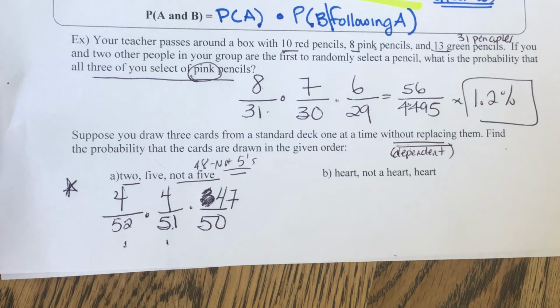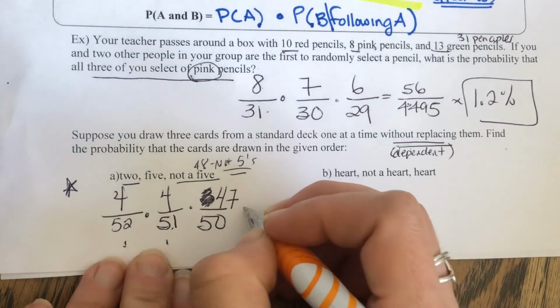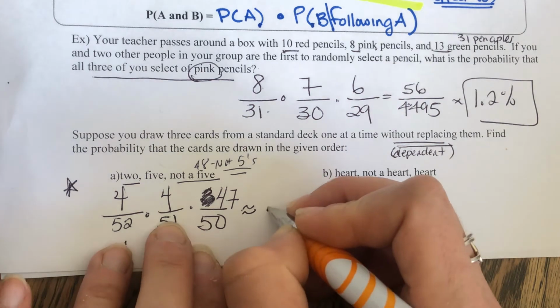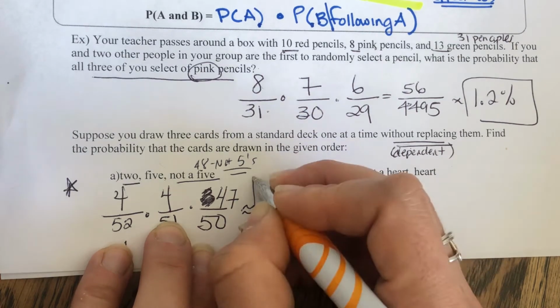Okay, so we get... I hit the wrong thing. Math, enter. It doesn't want to make it a fraction. So we get about 0.005. So if I move the decimal over twice, you get about 0.6%.